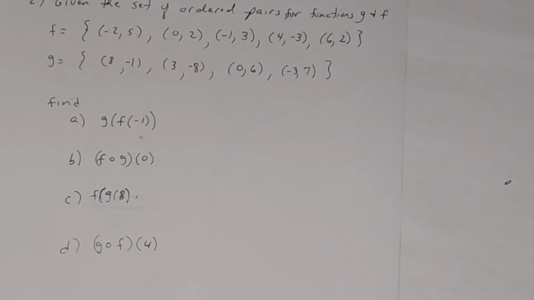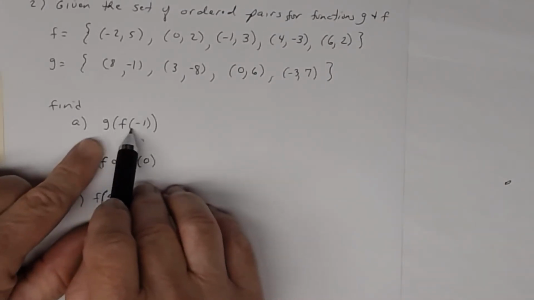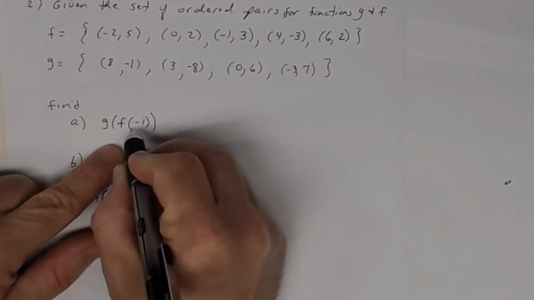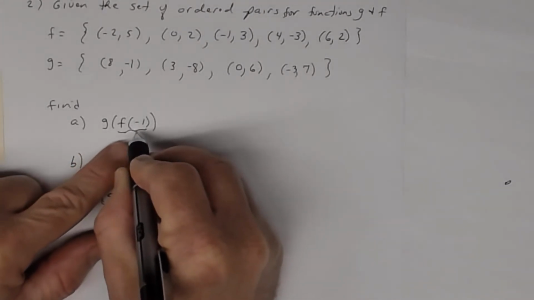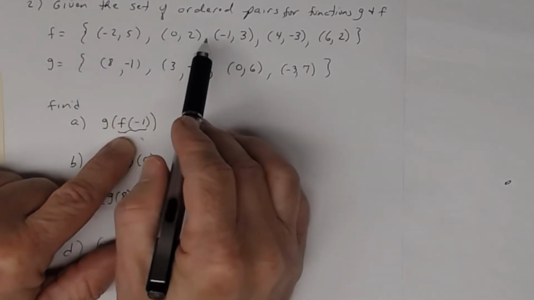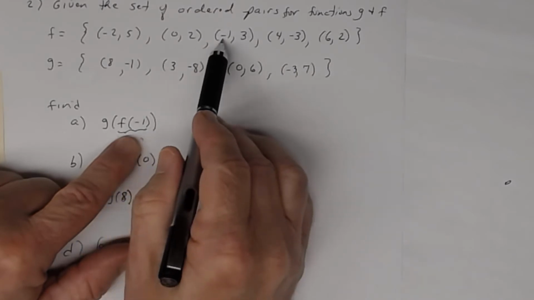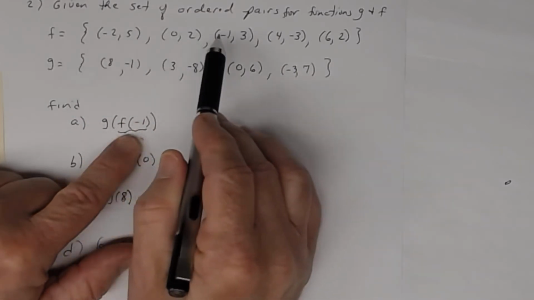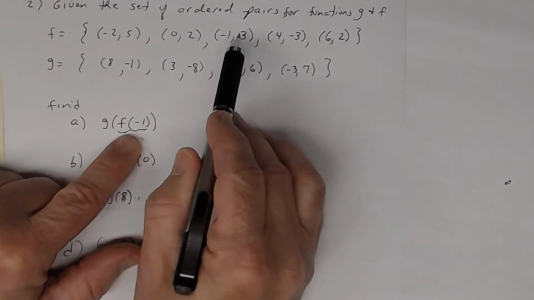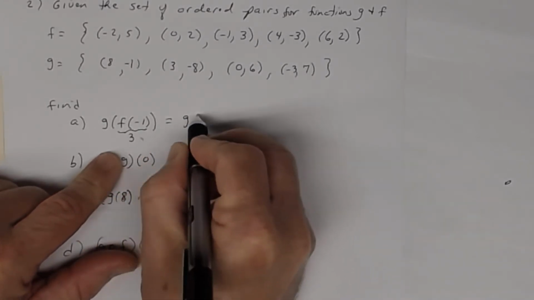So let's look at the first one. So remember what we do. So we got to find the inside first, right? So f of negative 1, I'm going to do that right here. F of negative 1, so I go to my function f, and whenever x is negative 1, this is what that says, x is negative 1, right? So here's x is negative 1. F of negative 1 is 3. So this becomes 3 right here. All right, so this becomes g of 3.